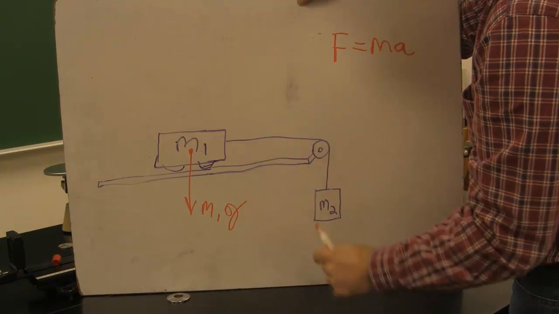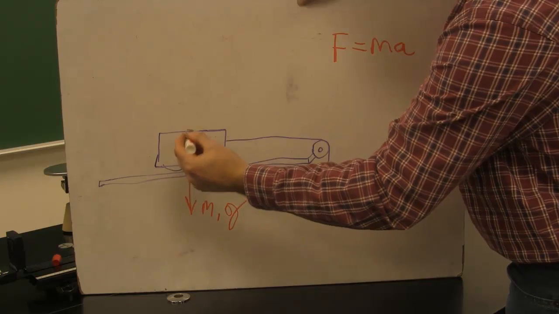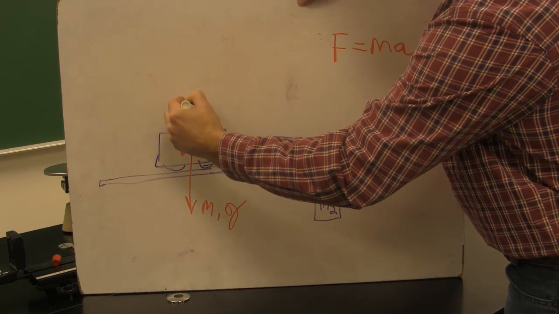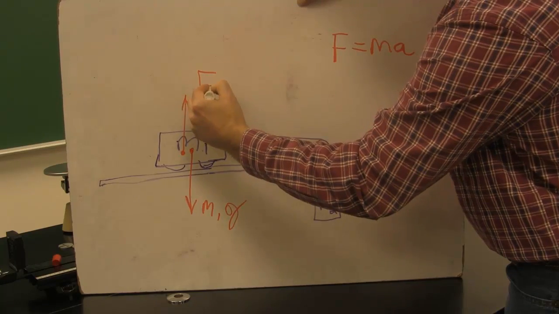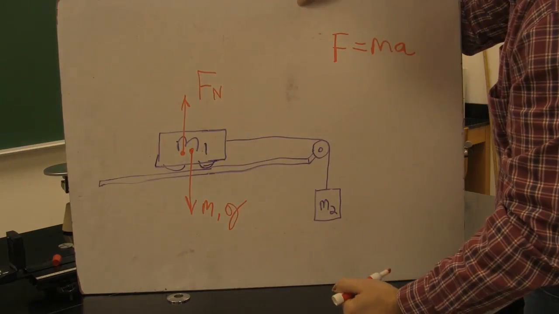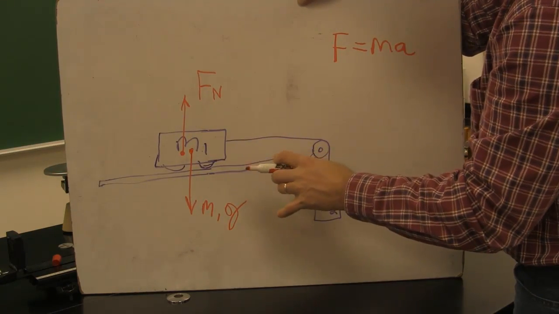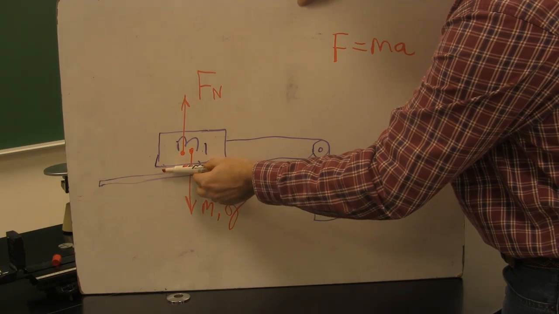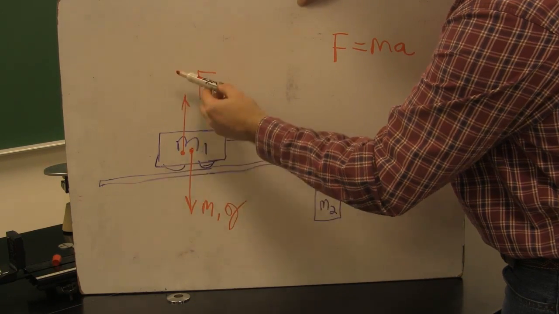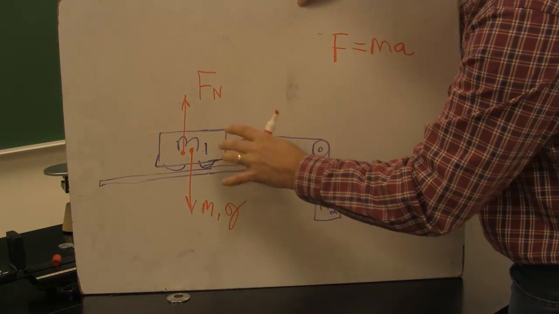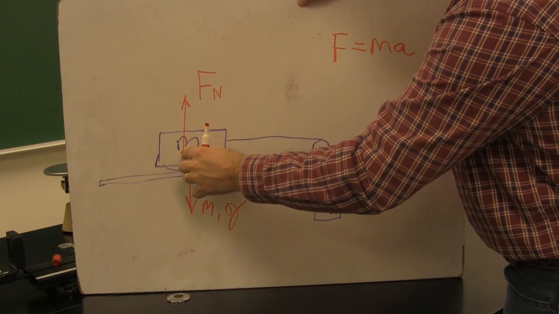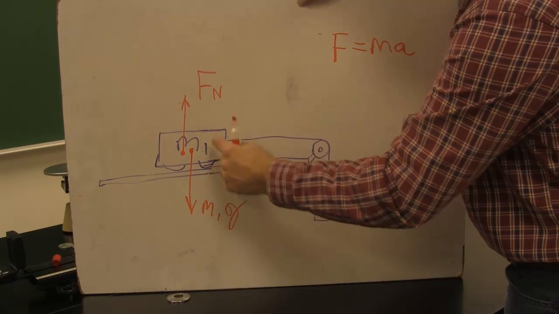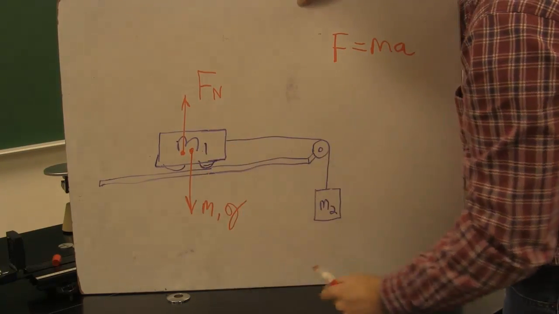But there's another force on this cart as well. The track itself is pushing upward on the cart. That's called the normal force, or F sub n. The normal force here is the track pushing up on the cart. And so the third law pair of the normal force is, of course, the cart pushing down on the track. But we won't draw that force because we're only interested in forces acting on the cart.